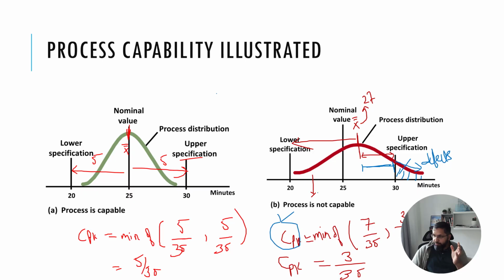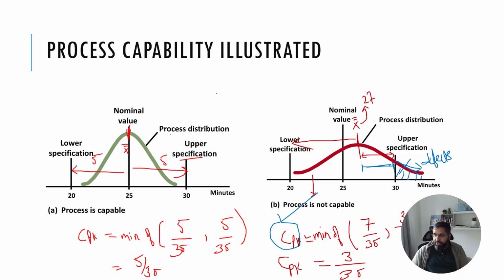So CPK is a very nice index, a measure of process capability, because you may have a small variability. Your process may be very tight, but if it's off-centered and close to one of the specs, you're going to have errors on that side. So it looks at the side you're closer to the spec, because you're more likely to exceed the spec on that side.